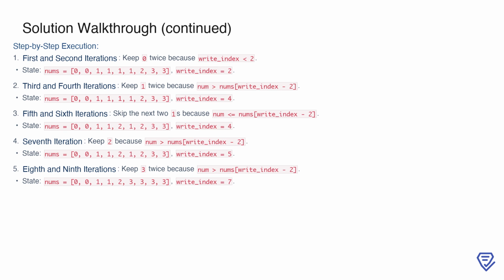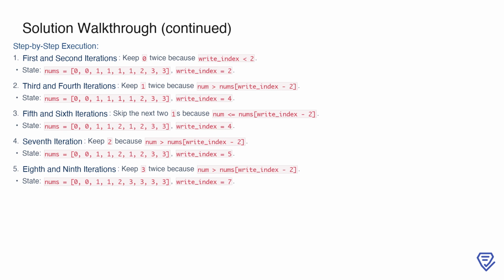Moving on, the third and fourth iterations involve the number 1. Here, since 1 is greater than nums[right_index - 2] both times, we keep the first two 1s, and right_index becomes 4. In the fifth and sixth iterations, we encounter 2 more 1s, but these are skipped because they are equal to nums[right_index - 2]. The right_index remains at 4. In the seventh iteration, the number 2 is processed. Since 2 is greater than nums[right_index - 2], we include it and increment right_index to 5.